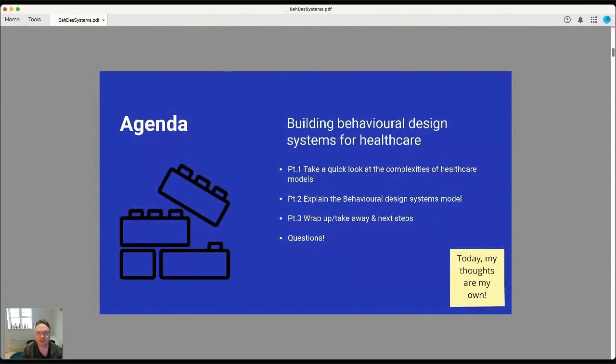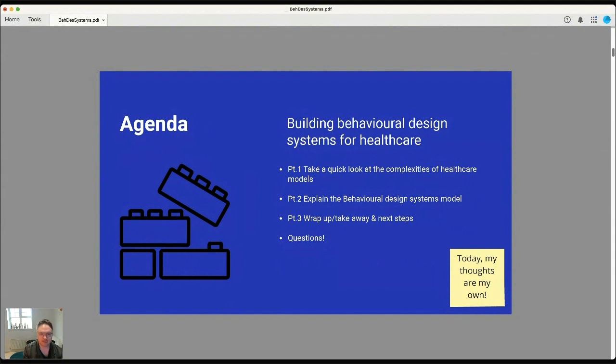What are we going to be talking about today? Well, we're going to be talking about this idea of behavioral design systems for healthcare. I'm going to break it down into three parts, really. The first part is about taking a quick look at the complexities of healthcare models and why this is important for designers and researchers. I'm then going to explain the behavioral design systems model and then wrap it up.